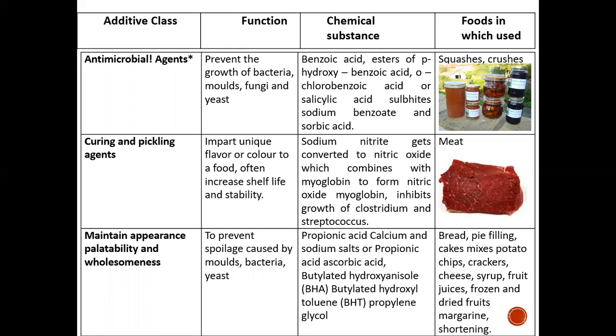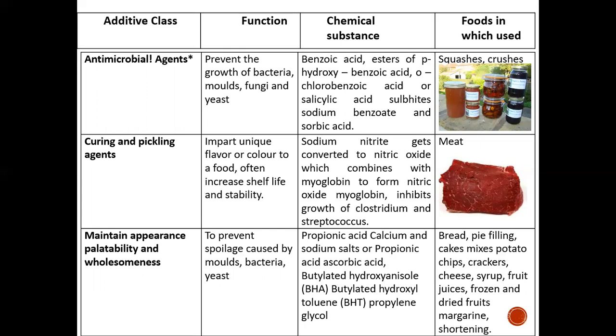The sodium nitrite gets converted to nitric oxide, which combines with the myoglobin present in the meat to form nitric oxide myoglobin, which inhibits the growth of Clostridium and Streptococcus bacteria. So that is a curing and pickling agent. This is used in enhancing the shelf life of these foods. Then maintaining appearance and palatability, wholesomeness.